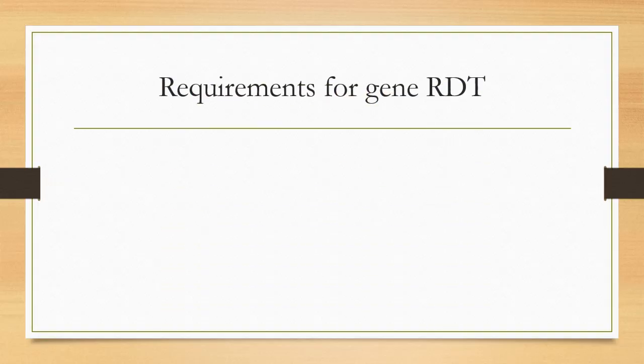Now let's look at our requirements for the recombinant DNA technology process. For our process, we are going to require a restriction enzyme, and as well we will require a vector, which in this case will be the plasmid DNA vector.